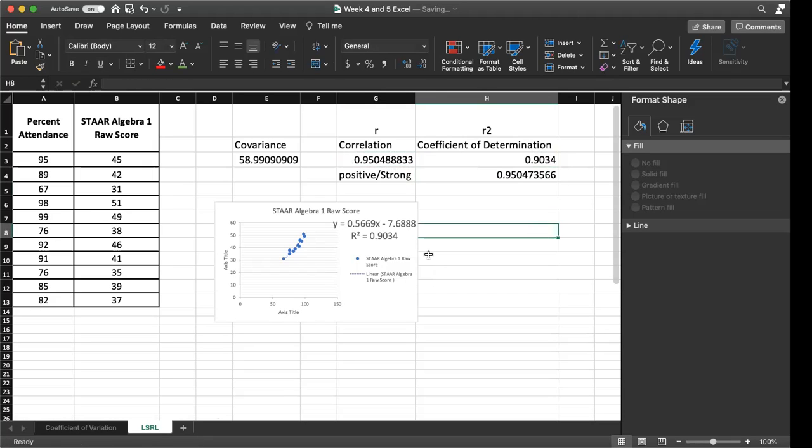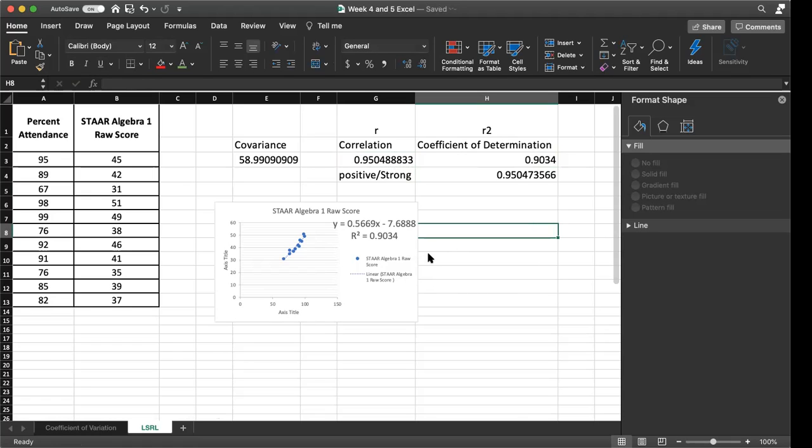I'm showing you this because of 2 reasons. On your test, I'm going to give you an actual chart with that formula on it. That chart gives you everything you need. It gives you the direction. It gives you the strength through the correlation through R squared. It also gives you the linear regression equation, which you're going to do things with eventually.